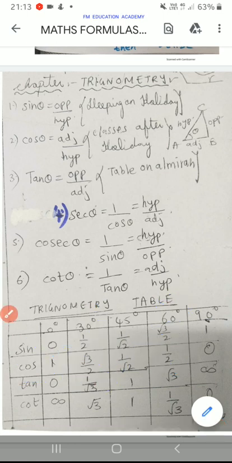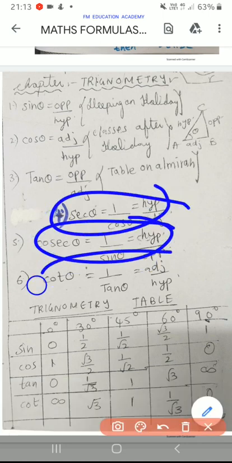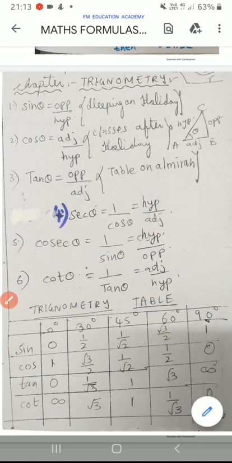Similarly, what is tan? Tan 0 is 0, tan 30 is 1 by root 3, tan 45 is 1, tan 60 is root 3, and tan 90 is infinity. If you remember these three, you can write for cosecant, secant and cot. Why? Because you already know they are opposites. You can substitute in these formulas and find out the values.